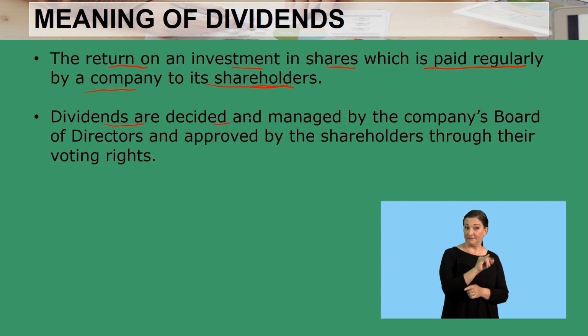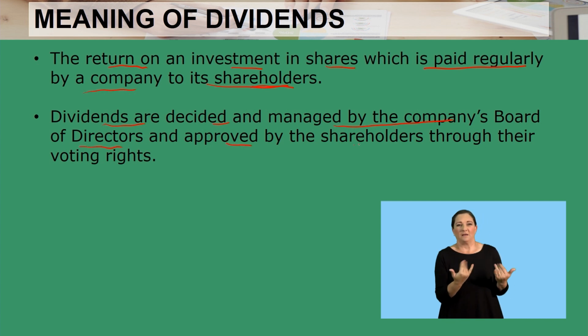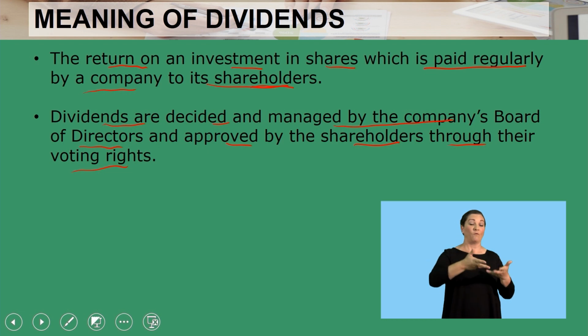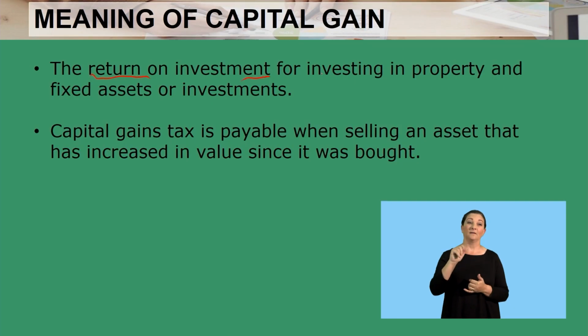Dividends are decided and managed by the company's board of directors and approved by shareholders through their voting rights. Hence, they attend the annual general meeting. Part and parcel of attending the meeting is to decide on what is going to be the dividends for the year. Then, capital gain, the return on investment for investing in property or fixed assets or any investment.